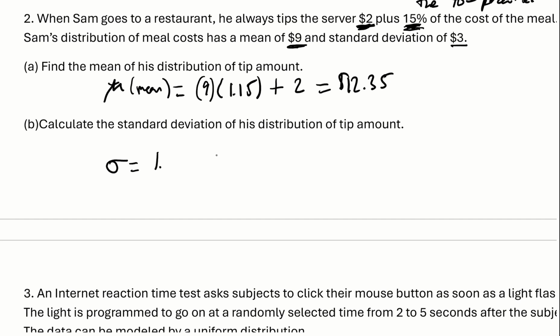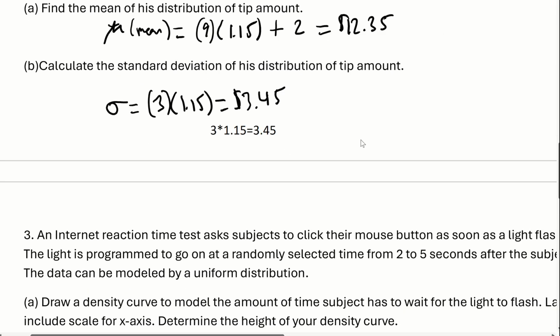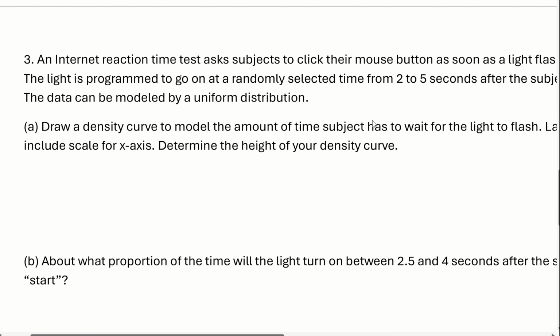So we're just simply going to do 1.15 times the standard deviation. So the standard deviation was 3. So we're going to do the $3 times 1.15. Okay, and we're not going to add 2 to that. All right, so it's going to be $3.45. That's going to be the standard deviation of the new distribution. All right, and that's it for that question.